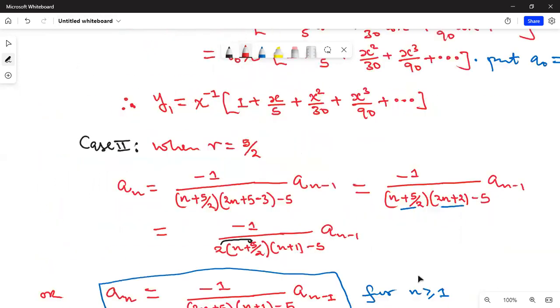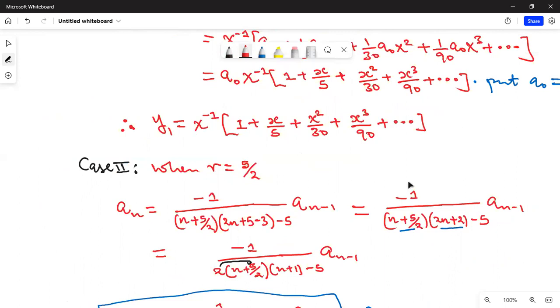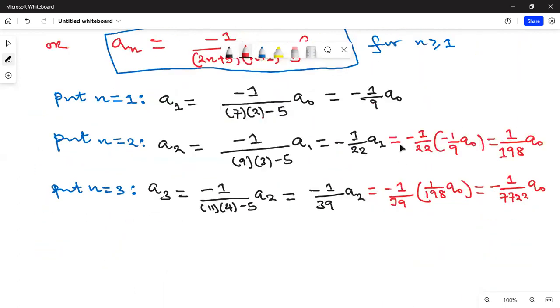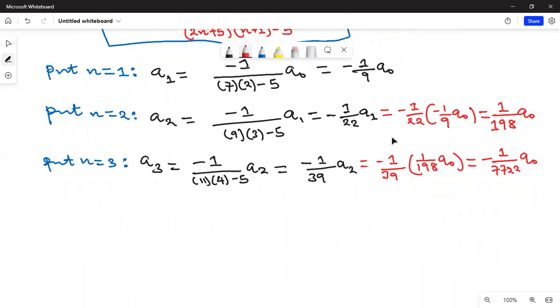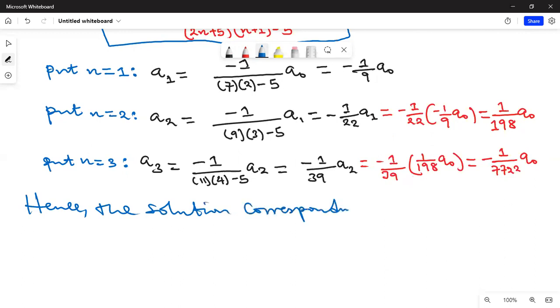y2. Remember, the one that was corresponding to the first case was y1. This other one, we are going to call it y2. So you can just say, hence, the solution corresponding to this second case, that is r is equals to 5 over 2, is given by, we are going to call it y2.